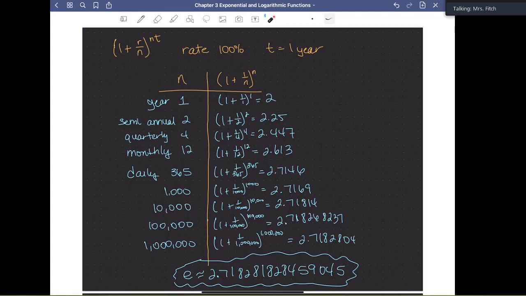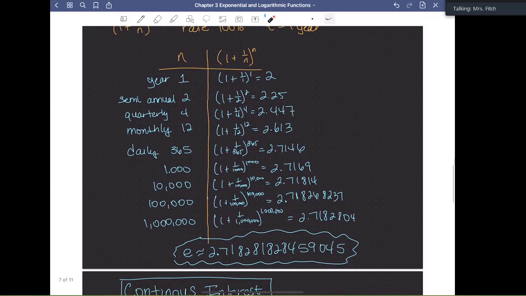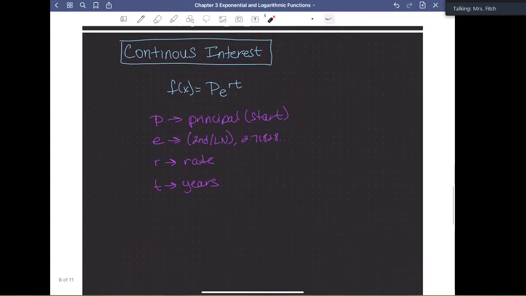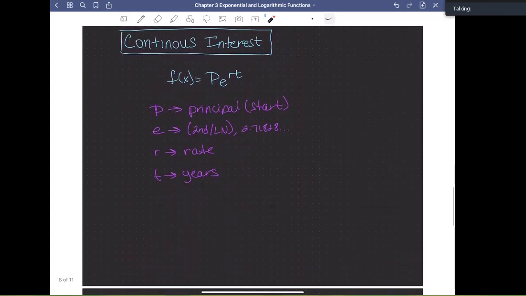So when we are looking at continuous interest, because that's ultimately what we're getting to, if they're paying us 1,000,000 times of interest in a year, that increment is going to be really close from time to time, so it's almost continuous. And if we keep increasing that number until we get to continuous, we're going to get to that value of E, which leads us to a formula called continuous interest.